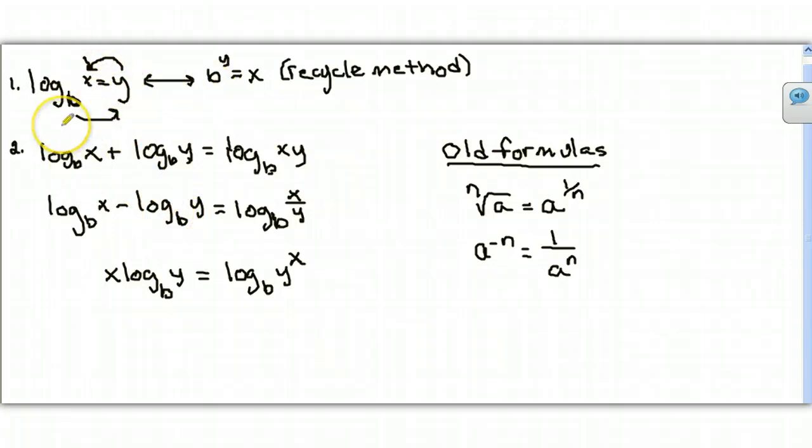And similarly, if you've got log base b of x minus log base b of y, when you see a minus sign, that stands for division. So log base b of x divided by y. So let me make it clearer.